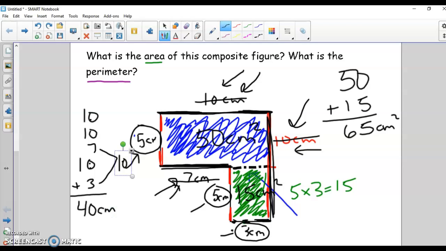We're not going to put 40 centimeters squared because that's for area. Perimeter is only in regular units. Area is the one measurement that is in square units, whatever you're measuring in.